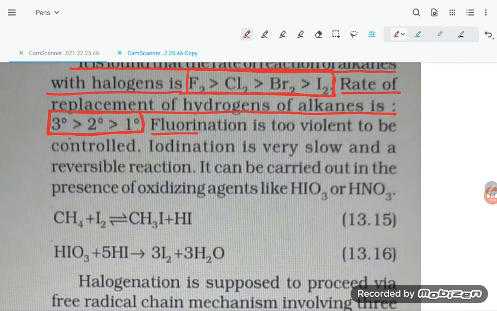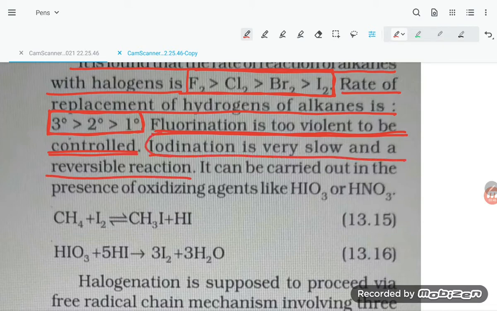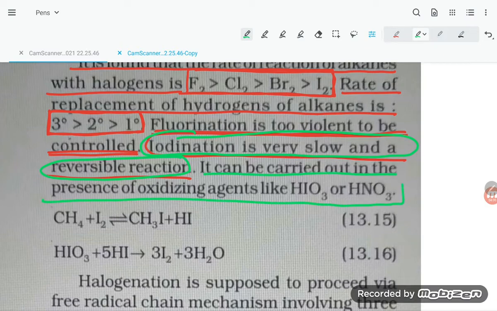Fluorination is too violent to be controlled. If you are treating with fluorine, it is too violent to be controlled. Iodination is very slow, students, and it is a reversible reaction. It can be carried out in the presence of an oxidizing agent like HIO3 and HNO3.